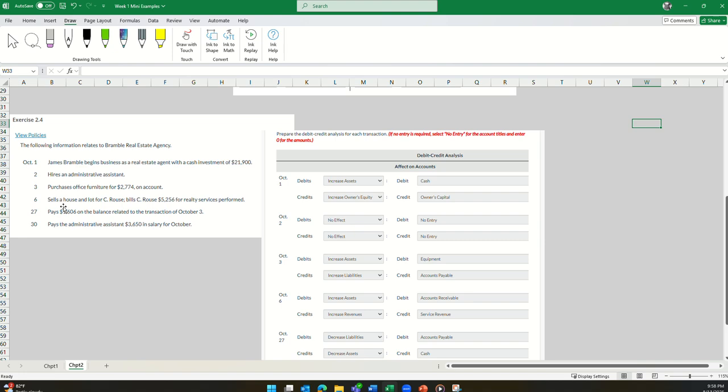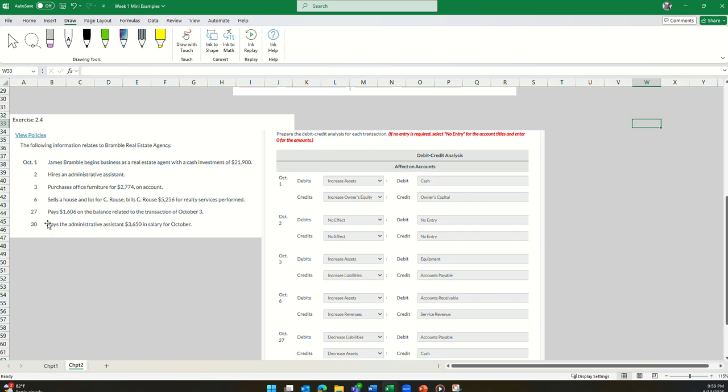On the 6th, he sells a house and a lot for C. Rouse. He bills C. Rouse 5,200 for realty services performed. He hasn't received the cash, so he's owed a receivable. That's going to debit accounts receivable by 5,200, increasing an asset. And he provided a service, so it's going to increase revenues and credit service revenue by the 5,200.